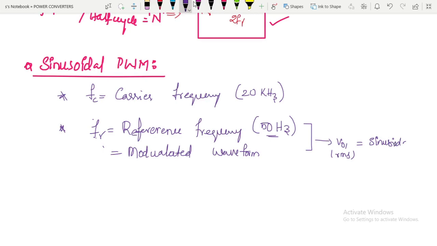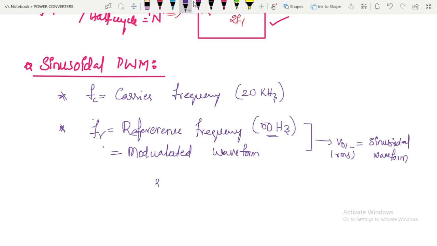The output voltage will be nearly equal to the reference waveform. If we apply a sinusoidal reference waveform, the output voltage will follow the reference waveform only, that means a sinusoidal waveform. I hope you understand. So we are getting the fundamental RMS waveform nearly equal to a sinusoidal waveform because we are using a sinusoidal reference waveform here. That is one thing happening, and one more thing is we are changing the order of harmonics to multiples of the carrier frequency.